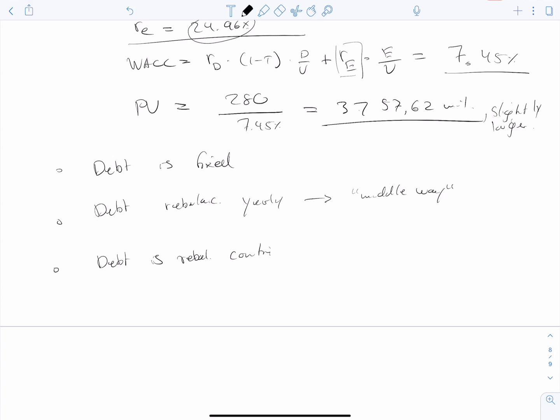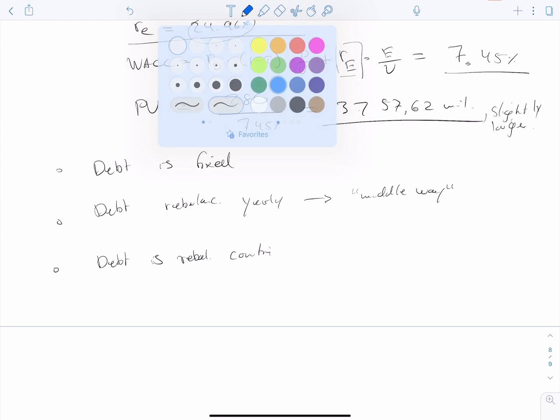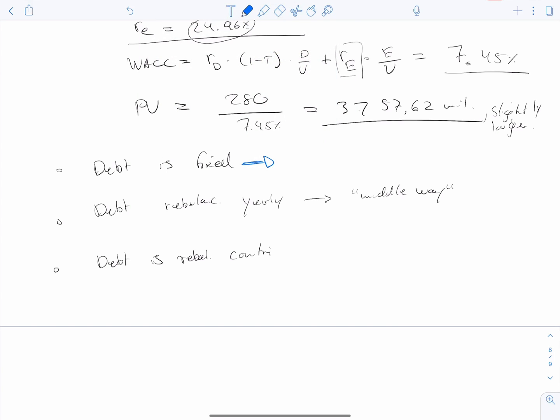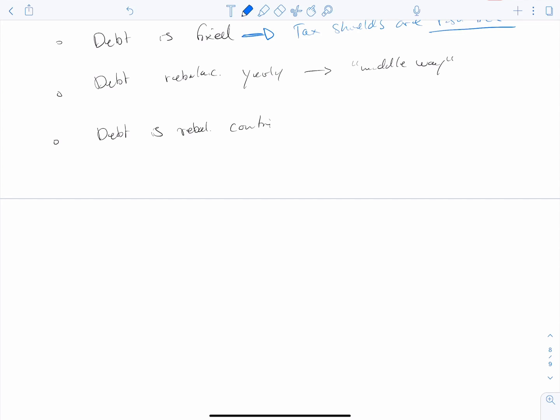But why is it actually that these three ways are interesting at all? In this case, when debt is fixed, right, then your tax shields must be risk-free. Important. Because basically, if you look at a firm, right, and think of a firm as being looking something like this. You have debt, right? And then you have additional cash flows, right? That goes to equity holders.